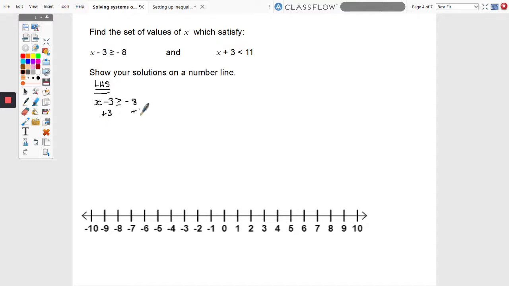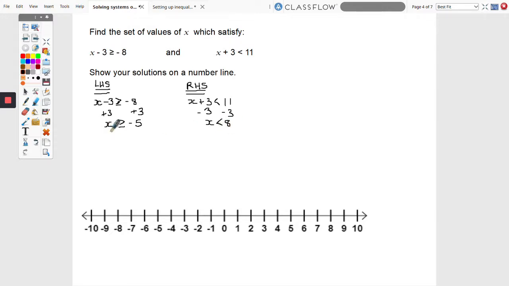Remember, solving inequalities is pretty much the same as solving algebraic equations. You just need to remember that you have inequality signs in there instead of equal signs. So I'm going to get x ≥ -5. And then if I move across to my right-hand side, I'm going to have x + 3 < 11. And I'm going to subtract 3 from both sides, and that's going to give me x < 8.